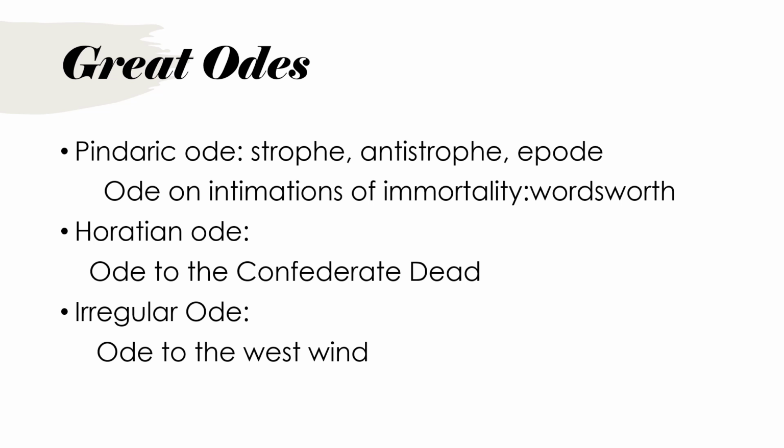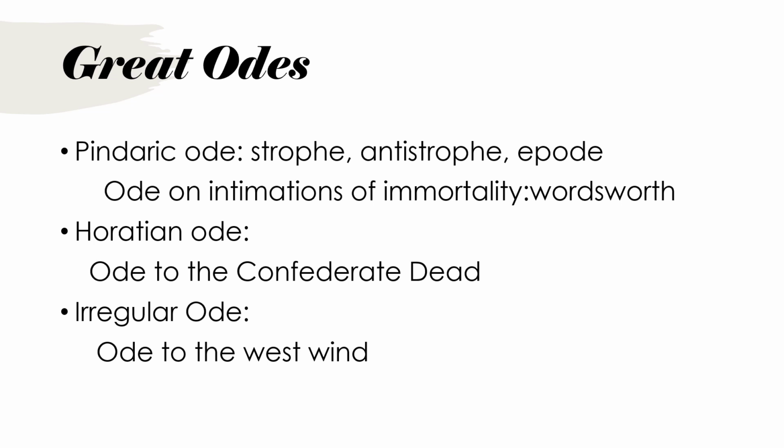Pindaric ode. The Pindaric ode was named after the master himself, and Pindaric odes were meant to be performed with dancers and the chorus, celebrating events like the Olympics and so on. This ode consists of 3 sections named strophe, antistrophe, and epode. The strophe and antistrophe have the same meter and length, while the epode has a different meter and length. A very good example is Ode on Intimations of Immortality from Recollections of Early Childhood by William Wordsworth, and it's a very good example of a poem in Pindaric style.